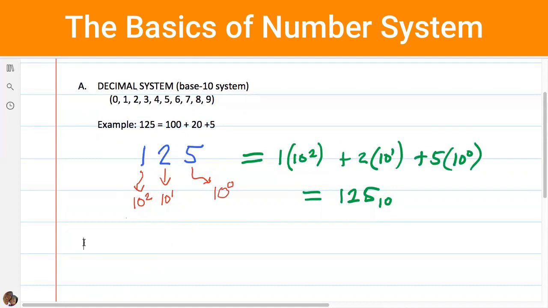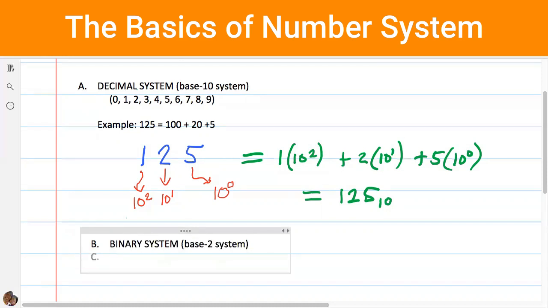Now, we go to the next type of system. We call this one the binary system. When we say binary system, we also call this the base 2 system. When you say base 2 system, the number can only be represented by 0 and 1. The binary system is used in our computer programs. The language that is read by your device is only 1 and 0 inside your computer.